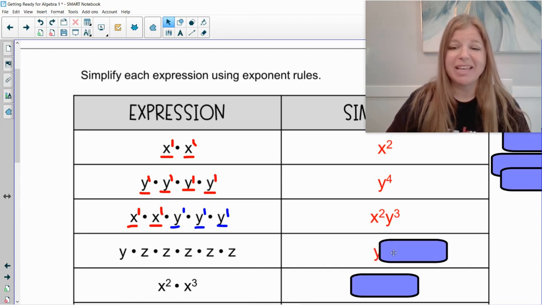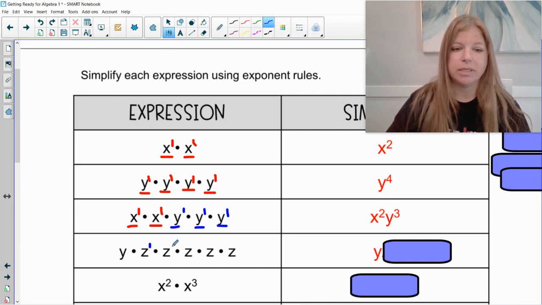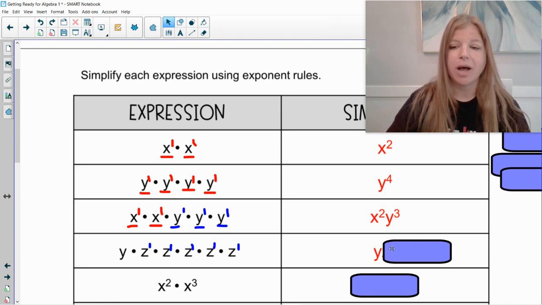Next one, y is by itself. So I don't have anything to multiply my y with. But now look, I have z times z times z times z times z. How many z's do we have there? We have 1, 2, 3, 4, 5. So that would mean my final answer is y times z to the fifth.